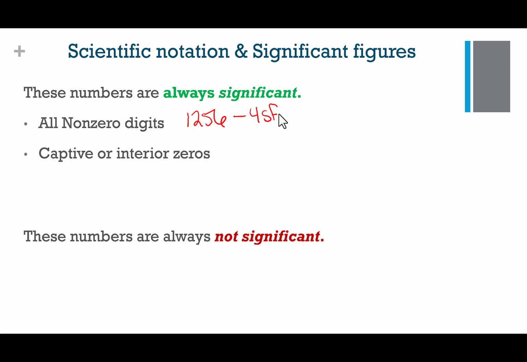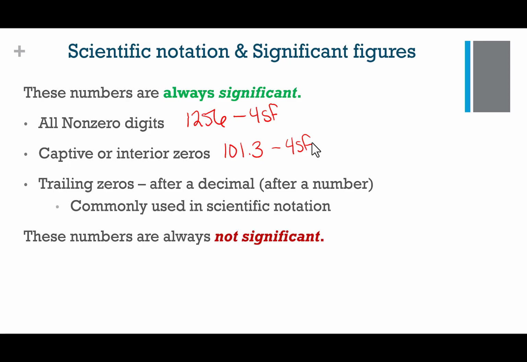Any interior or captive zeros, so you find it in the heart of the number. So if you're taking a temperature, 101.3, that 0 is an interior 0, it's captive inside of that. That would be a significant figure. So this one also has 4 sig figs, the 1, the 0, the 1, the 3.